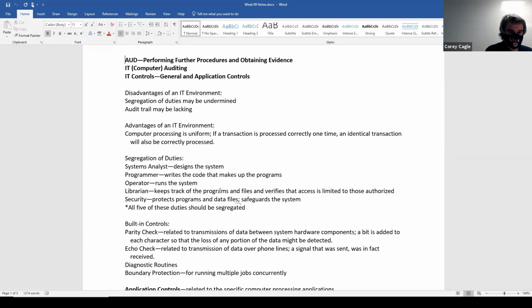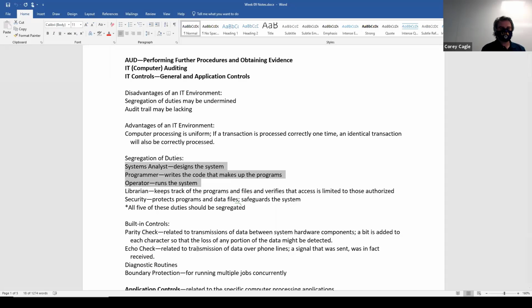Segregation of duties from the IT standpoint, and this was a big hot spot in BEC, is we want to keep really all 5 of these segregated. But this tends to be where your questions come from for the most part, these 3.